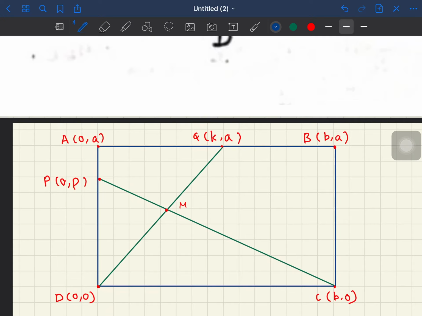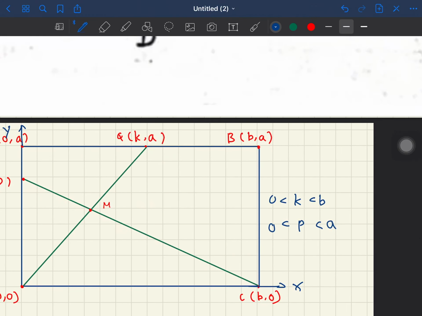So this is in the y direction, and because it's in the y direction, we can label it here on the right side, and then here on the left side x. And for Q, we have k here as a coordinate. k lies between 0 and b, while p lies between 0 and a. k is in the x direction, and p is in the y direction.